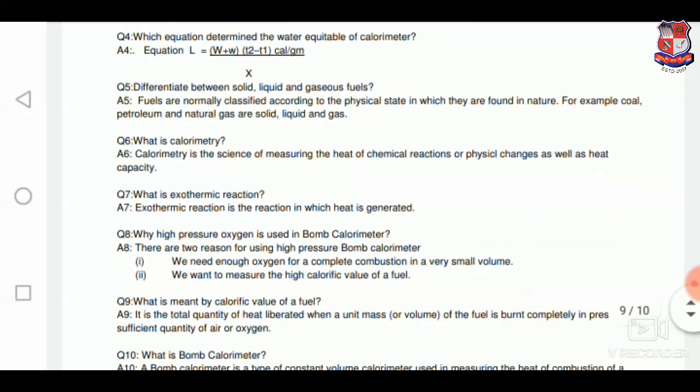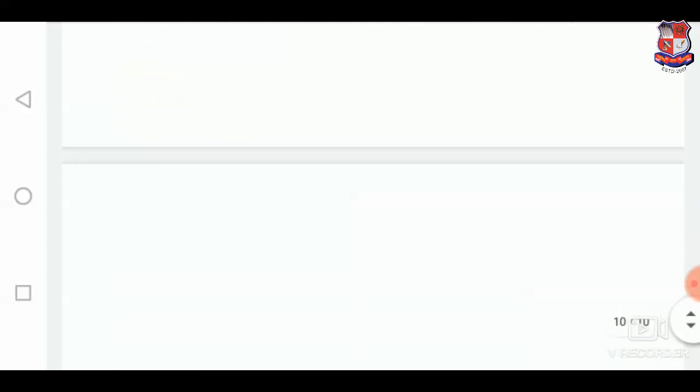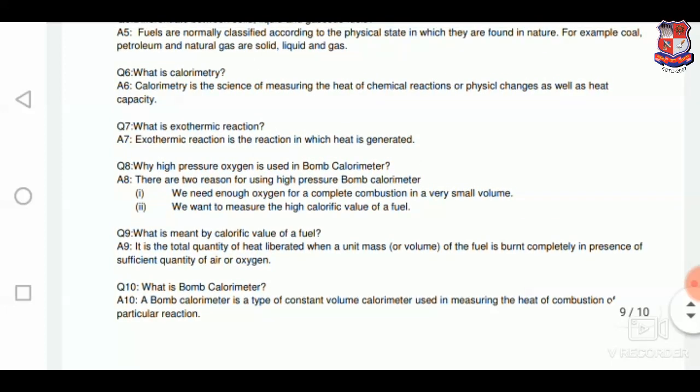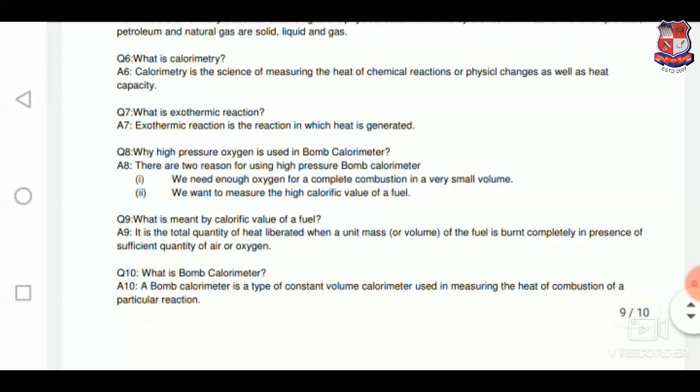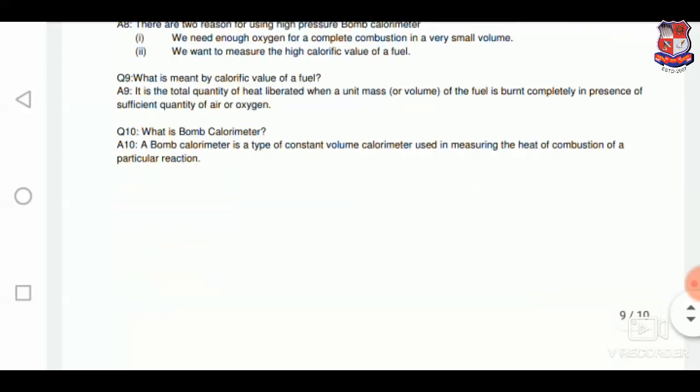Calorimeters are used. These are the questions like that. Here there may be a question like, what is an exothermic reaction? An exothermic reaction is a reaction in which heat is generated. Thank you. This is the end of the lecture.